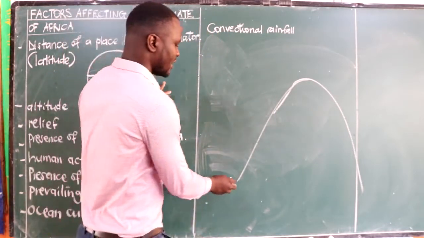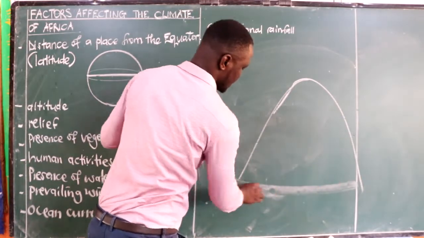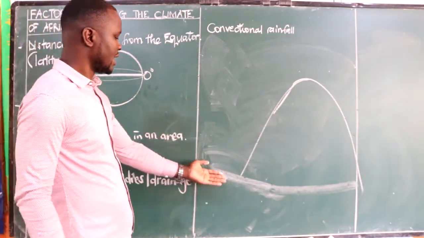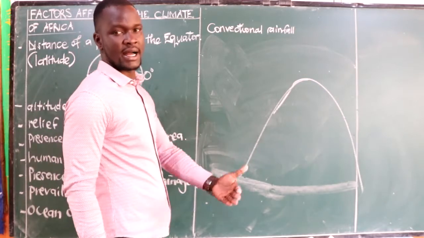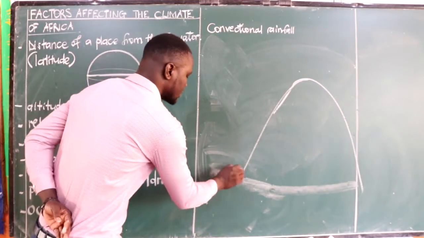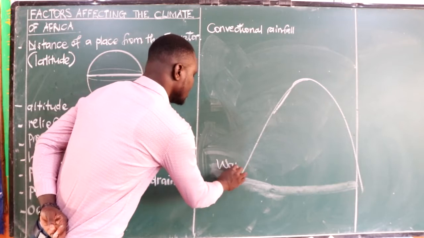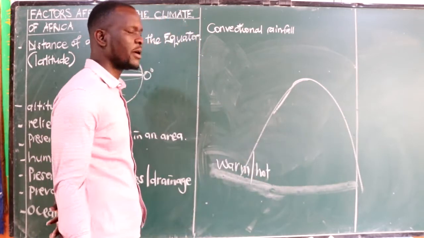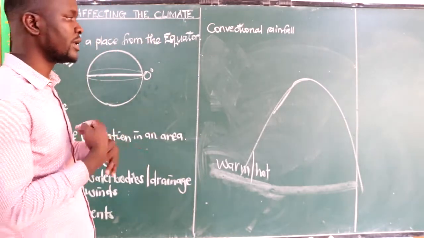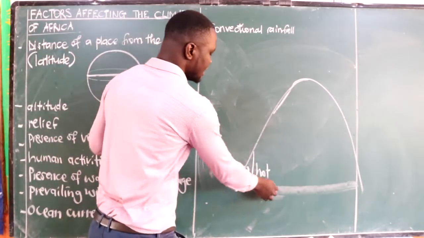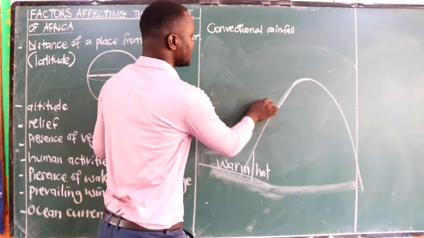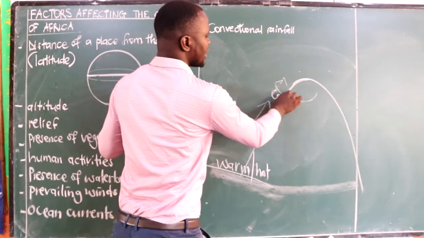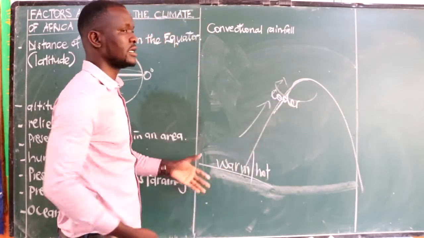You will find that areas which are down here, areas on a lower altitude, tend to experience hot temperatures, meaning here is warm or hot. And remember we said the higher you go, the cooler it becomes, meaning that the temperatures here are different from the temperatures up this way. Up is cooler, down is hotter.